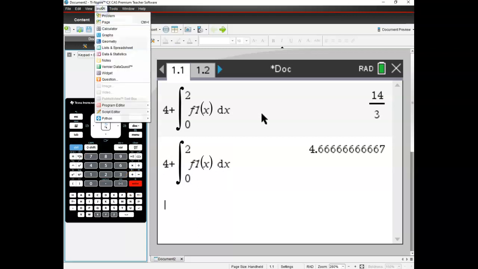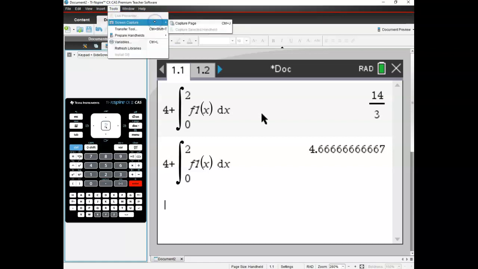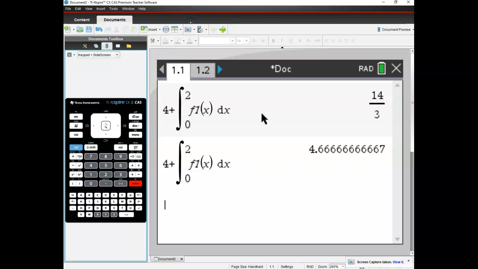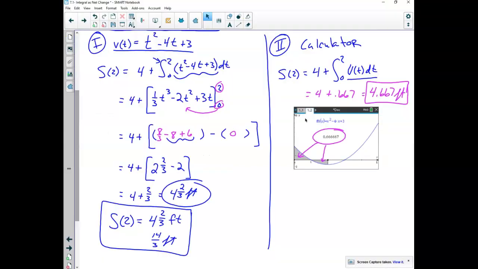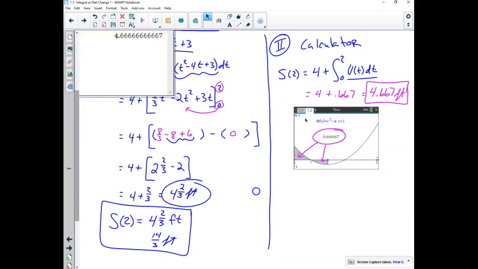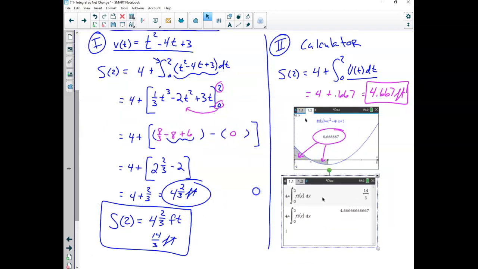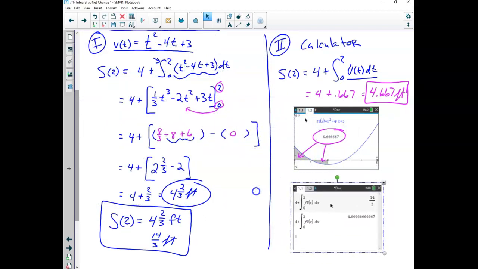And again, I can insert, I can say tools, I can capture that little bugger, and I can come right back here, and I think I can paste them in there right there. And I can grab this little bugger, zippity-doo down here, and I can use my calculator to get it either in the graph page or a non-graph page.